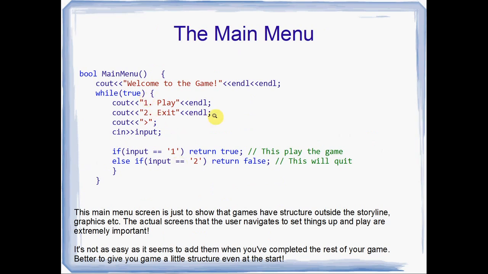Yeah, that's the main menu just there. So this is the first thing that comes up. It just says, welcome to the game. And then I've got one of those infinite loops, but we know that it's not infinite because there's a bunch of returns down here that actually break out of the loop. We present a little menu, one for play or two for exit.